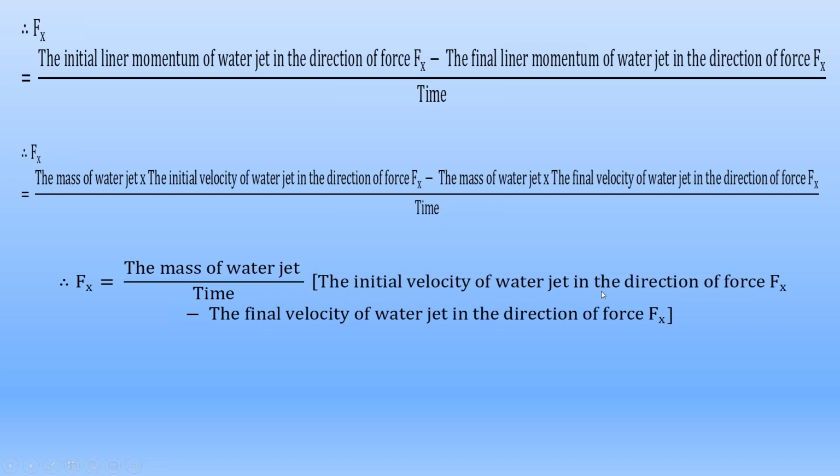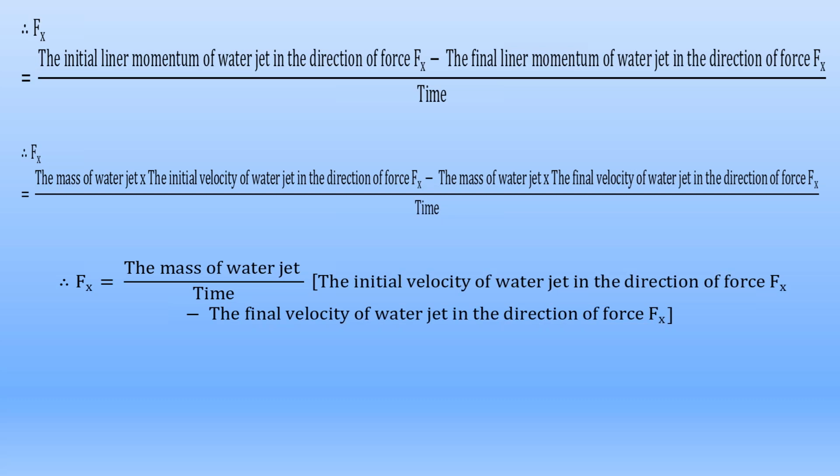The initial velocity of the water jet in the direction of force Fx. Just now I explained, in this impact the initial velocity is v. You know that the initial velocity v is in the direction of force Fx. Whereas what is the final velocity of the water jet in the direction of force Fx? That is important. In this impact, the final velocity is also v, but the final velocity is in the vertical direction, whereas the force Fx is in the horizontal direction.